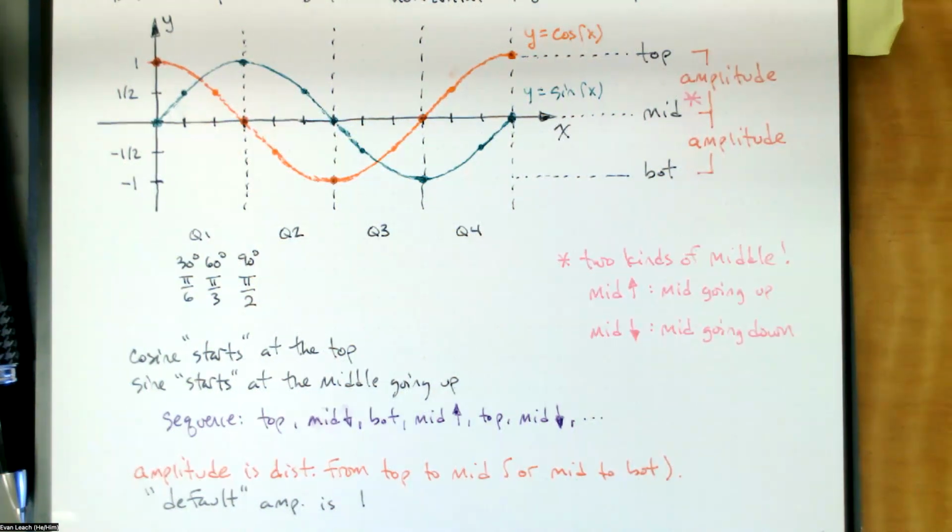That's distance, kind of measuring the graph vertically. So next we need to measure the graph horizontally. Horizontally, we're going to look at the length of one cycle.